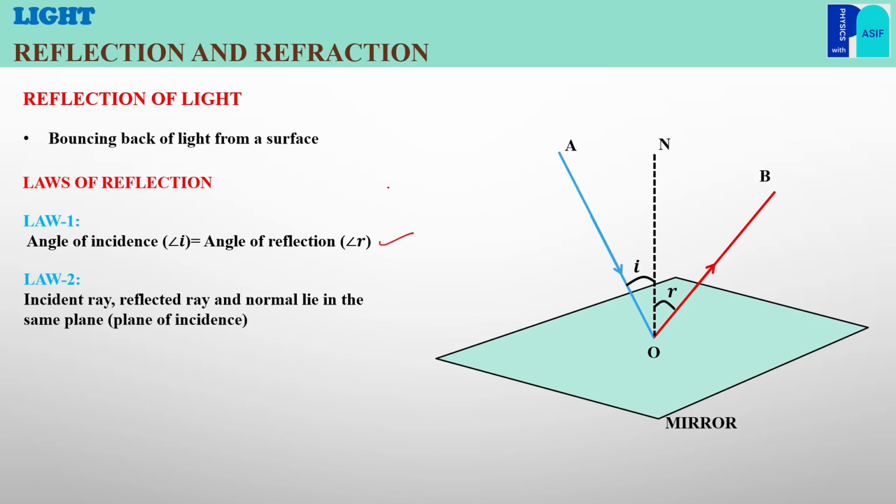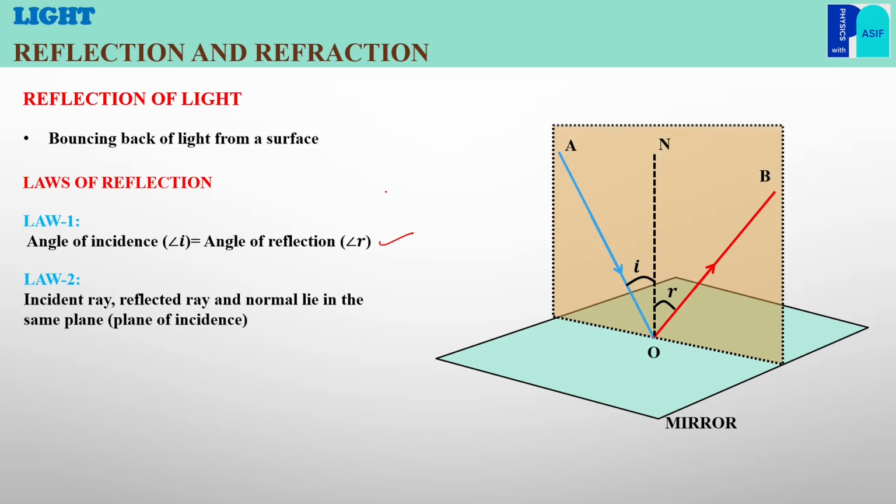Now coming to the second law, the incident ray, reflected ray and the normal lie in the same plane, that is the plane of incidence. So here the plane of incidence is not the plane of the mirror. The plane of incidence is a plane which is drawn perpendicular to the plane of the mirror. Therefore, the incident ray, that is OA, the normal, that is ON, and the reflected ray, that is OB, these three lie in the same plane, that is the plane of incidence.